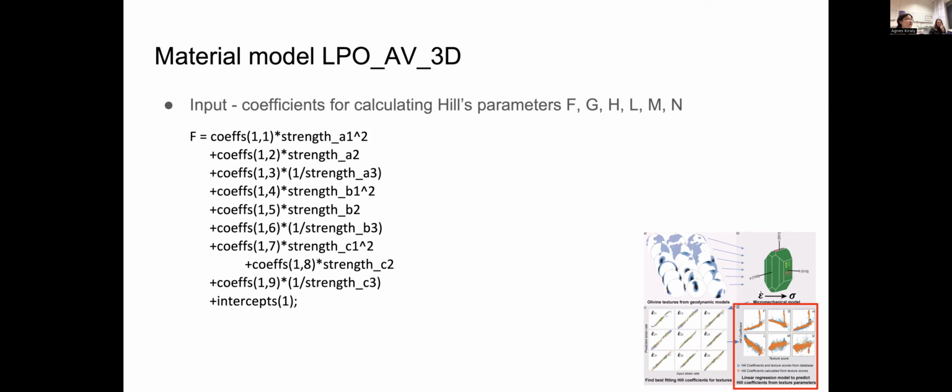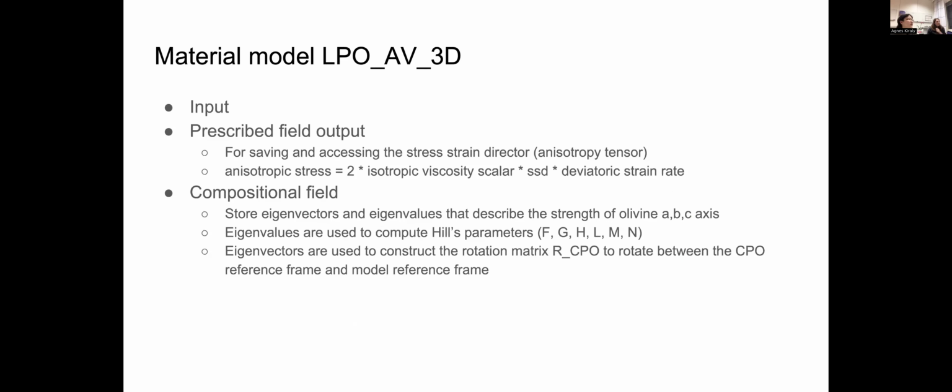And these are easy to change in the future if we have a better idea. And then we have the prescribed field output aspect to store and access the stress strain director, which is the anisotropy tensor. At the beginning of the iteration, we compute an anisotropic stress using the stress strain director. And at the end of the iteration, we save the anisotropy tensor into this prescribed field output.